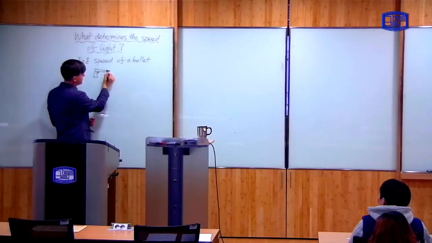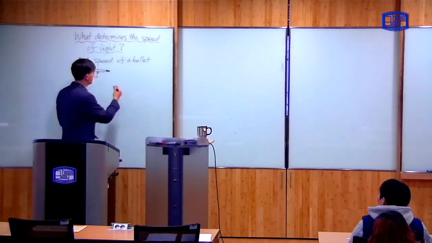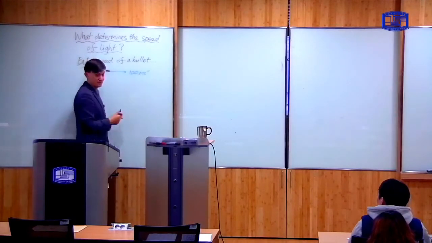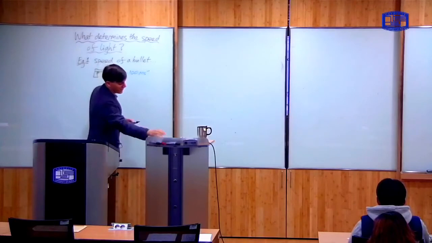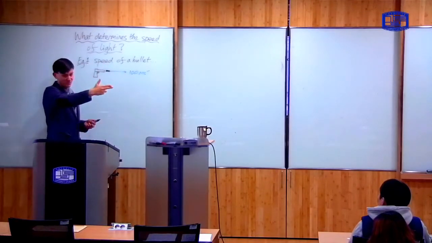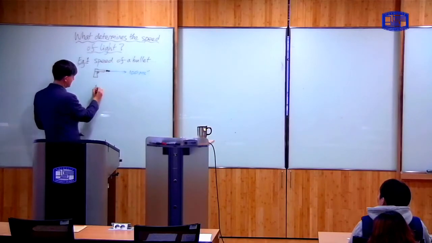A gun fires bullets, and these bullets have a certain speed. So let's suppose that this gun fires bullets at 100 meters per second. Now, if I were to do an experiment where I run with the gun or drive a car with the gun, so here's me.